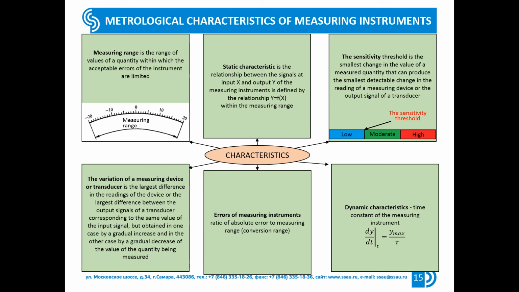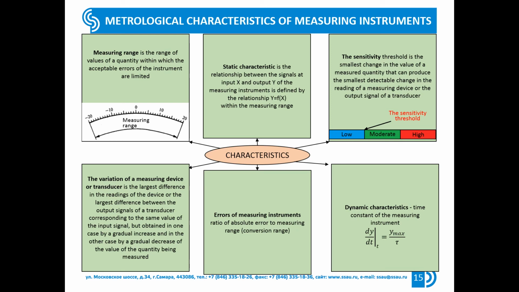The variation of a measuring device or transducer is the largest difference in the readings of the device, or the largest difference between the output signals of a transducer corresponding to the same value of the input signal, but obtained in one case by a gradual increase and in the other case by a gradual decrease of the value of the quantity being measured.